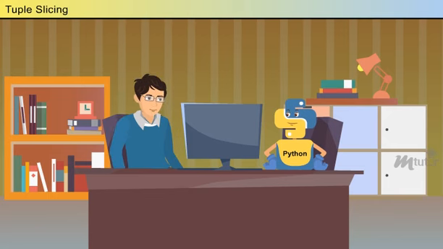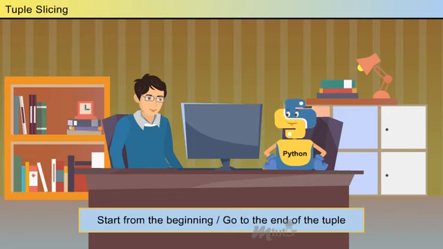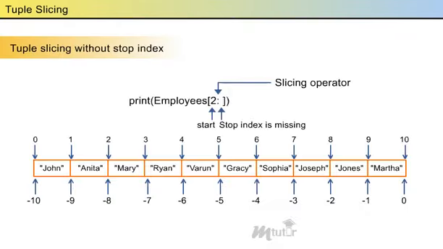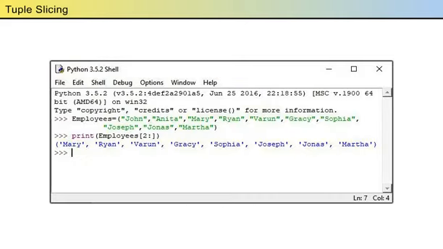Good question, Naveen. The tuple can also handle such slicing. Leaving either slice boundary blank means start from the beginning, or go to the end of the tuple. For example, here, the stop index is missing, hence the tuple prints the elements, starting from the index 2, until the last element in the tuple. When we run the code, the output will be as shown.